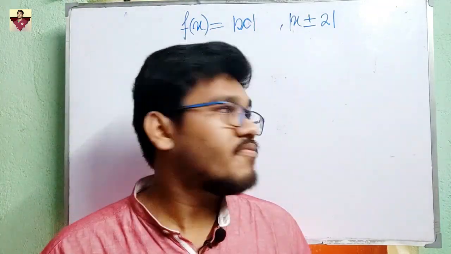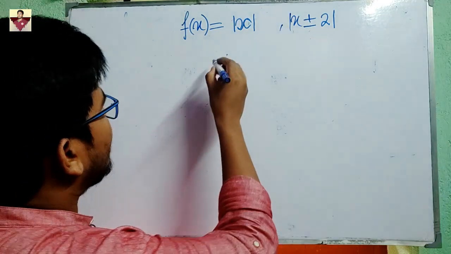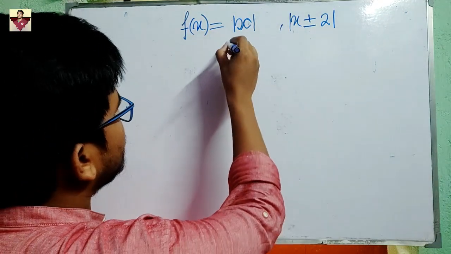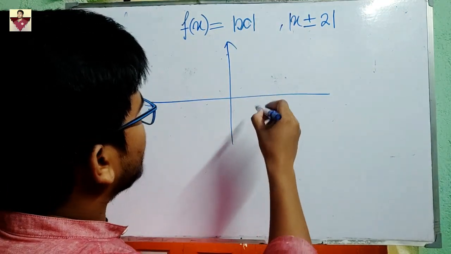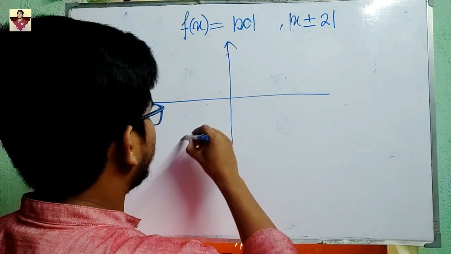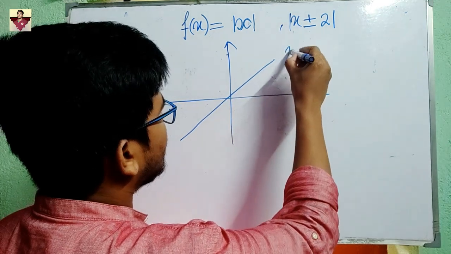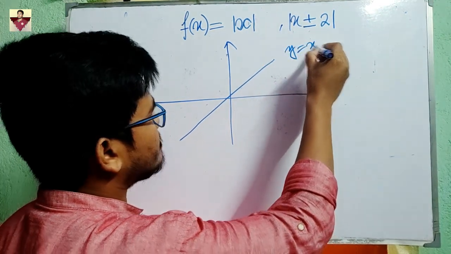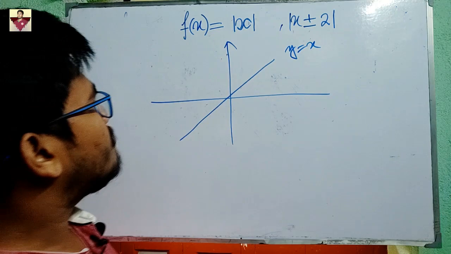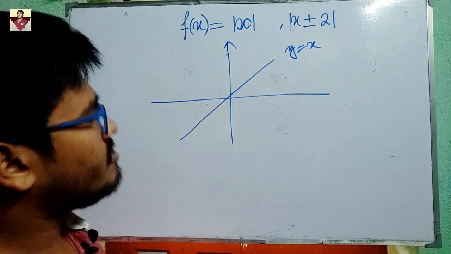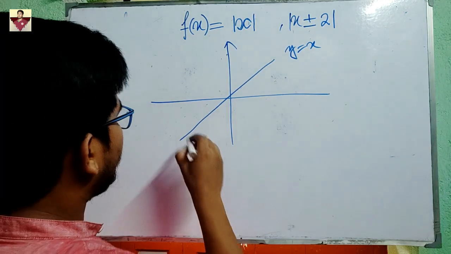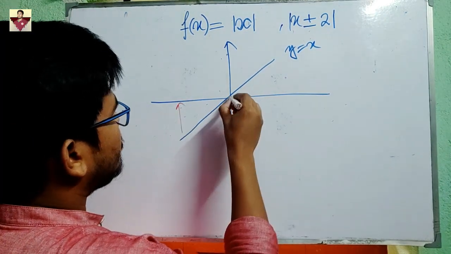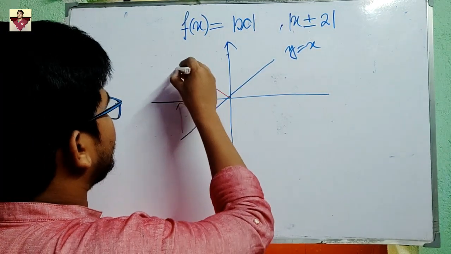Next, the modulus function or absolute valued function. For this you need to know that the function will have only positive values. So let's say if you want to plot f(x) equal to mod of x, then you know that the y equal to x curve looks like this. So this is the curve for f(x) equal to x. Now when you take the modulus of the function, the only thing is that all the negative values of the function will be shifted to the positive region. So the graph will look like this.